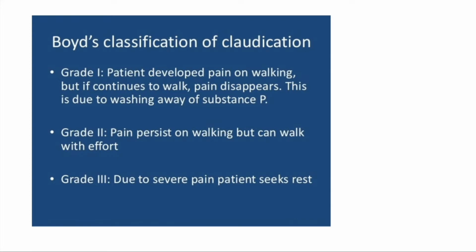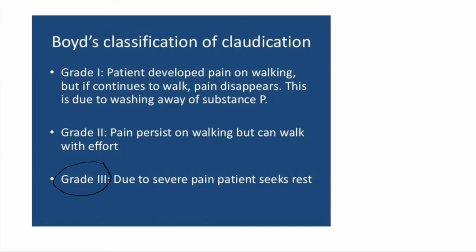So when the muscles start cramping and tiring out because of the lack of oxygen, substance P accumulates and causes pain. But when the person continues walking, the substance P gets washed away and therefore the pain resolves. The next grade is grade 2, when the pain persists on walking, but they can continue walking with some effort. Grade 3 is actually the level at which patients present to you.